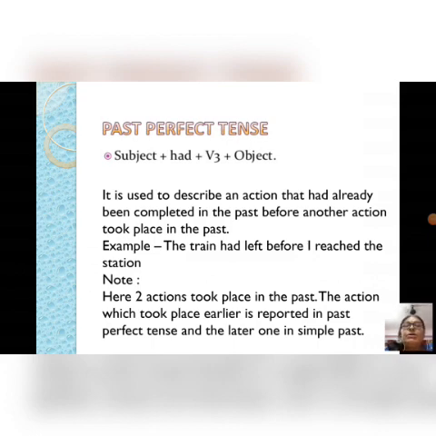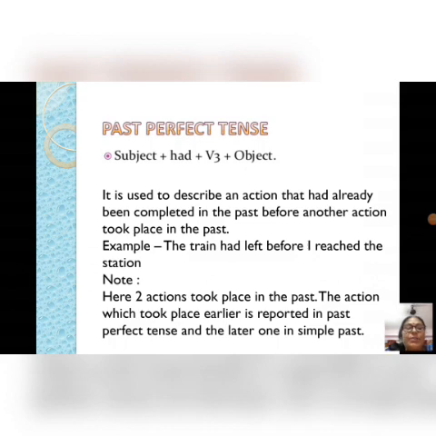Now come to the third part, that is past perfect tense. Past perfect tense is used to describe an action that had already been completed in the past before another action took place in the past.